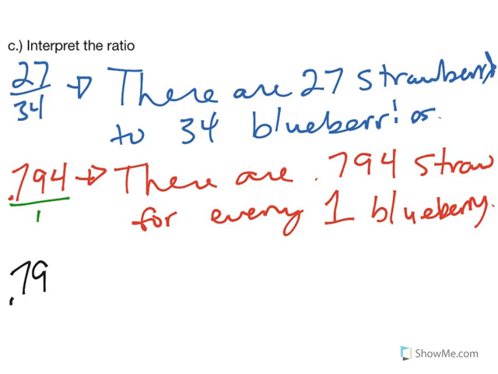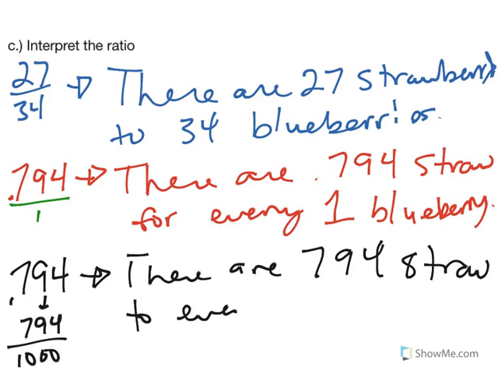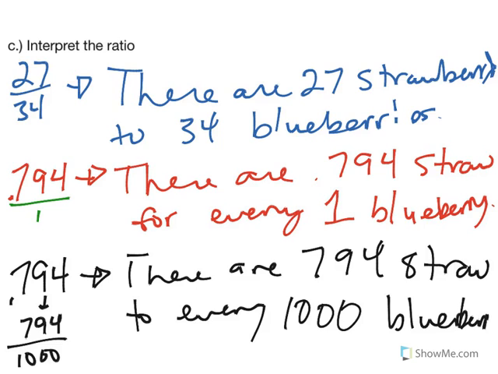Now, we can take that 0.794 and we can talk about that a different way as well. This is thousandths, right? 3 decimal places. So if I wanted to make this a fraction, I could put that 794 over 1,000. That would be the same. So there are 794 strawberries to every 1,000 blueberries. Right? So hopefully those 3 interpretations make sense, and how we can take the different ratios, the fraction or the decimal, and talk about it in just a slightly different way.